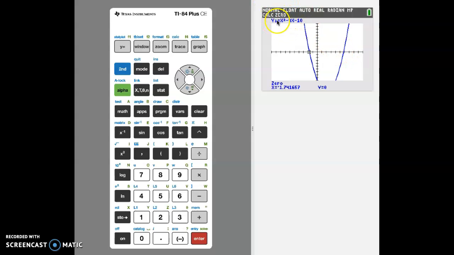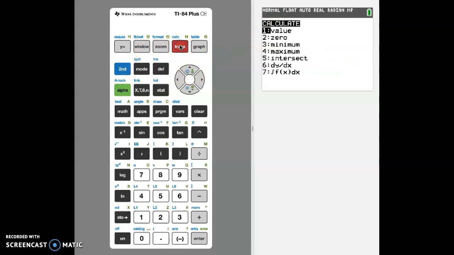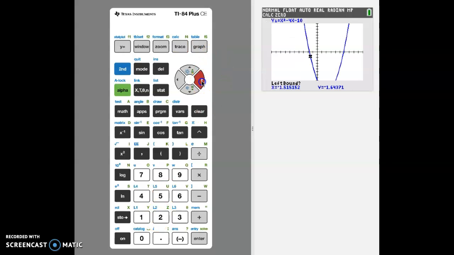Now this is a squared equation, so I would expect to have 2 x-intercepts. So then I'm going to do it again. I go second, calculate. What do I want to calculate? I want to calculate a zero. And then I click the right arrow until I'm over by that zero.